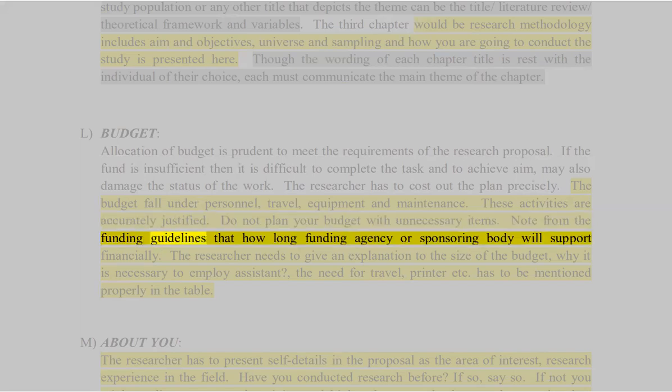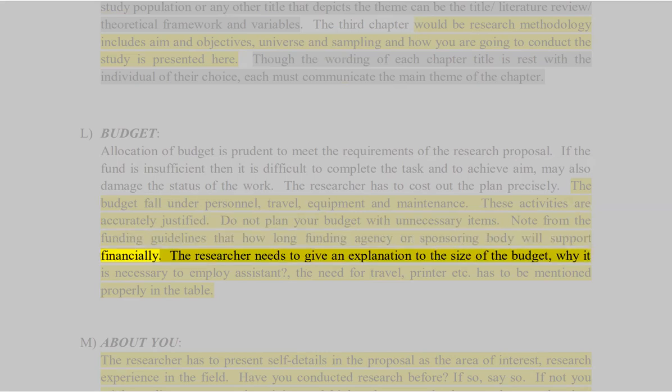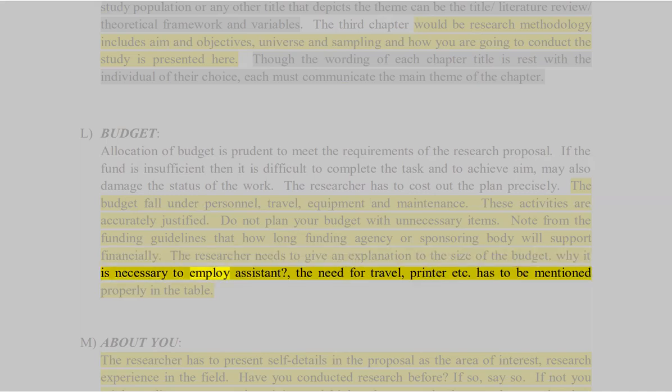Note from the funding guidelines how long the funding agency or sponsoring body will support financially. The researcher needs to give an explanation for the size of the budget, why it is necessary to employ an assistant, the need for travel, printer, etc. These have to be mentioned properly in the table.